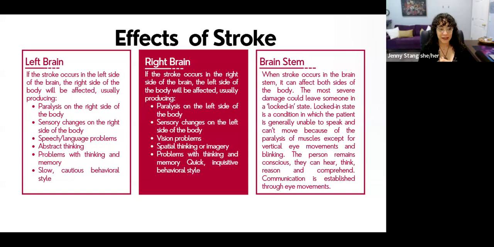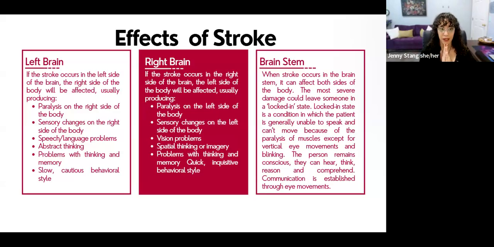So a stroke on the left side of the brain affects the right side of the body, and a stroke on the right side of the brain affects the left side of the body. But if the stroke occurs towards the back of the brain, it's likely that there's going to be some disability involving your vision, okay? So here are a few of the effects of a stroke, okay?